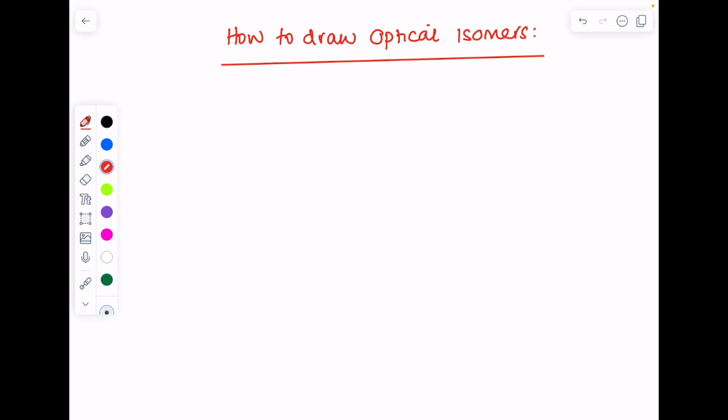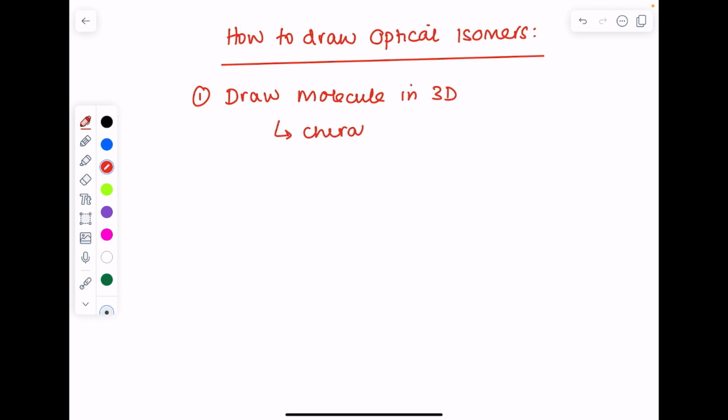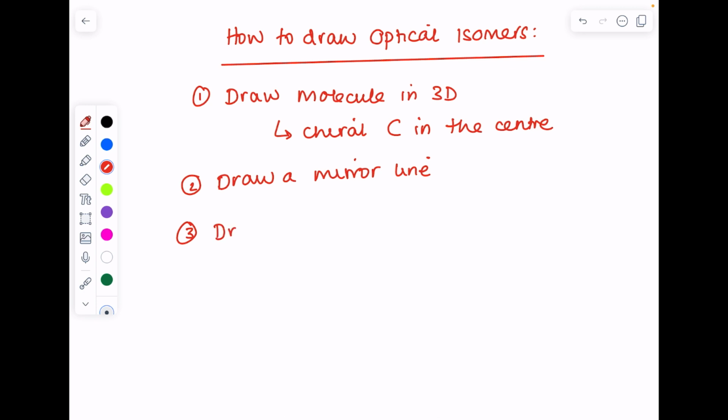So we've mentioned that optical isomers are non-superimposable mirror images of one another, but how do we draw them? So I'll write a list of instructions here. Step 1 is draw the molecule in 3D, making sure that your chiral carbon is in the center. Your second step is to draw a mirror line. And then to draw the second enantiomer, you want to draw the mirror image of the molecule on the right-hand side.